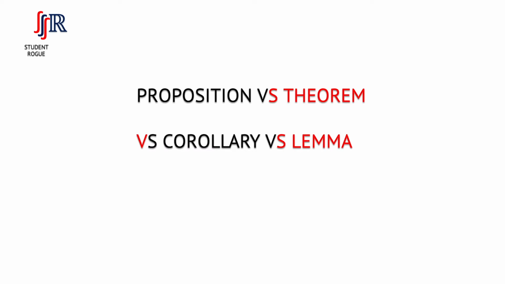Before jumping to the statement and proof of the subgroup criterion, let us first discuss four terms in mathematics that are often confused. These four terms are proposition, theorem, corollary, and lemma. To begin with, all four are statements of mathematical truths, or mathematical statements about mathematical objects and the relations thereof.